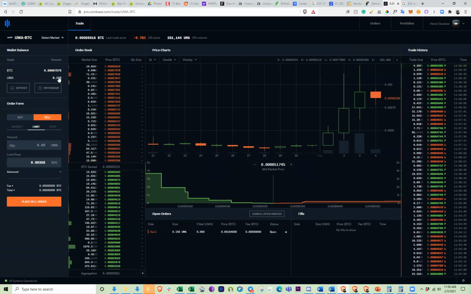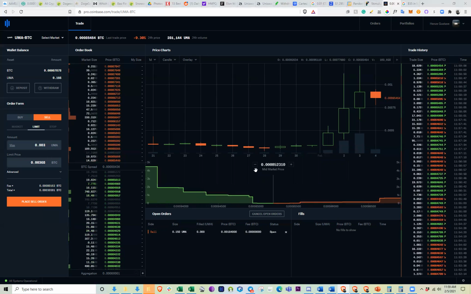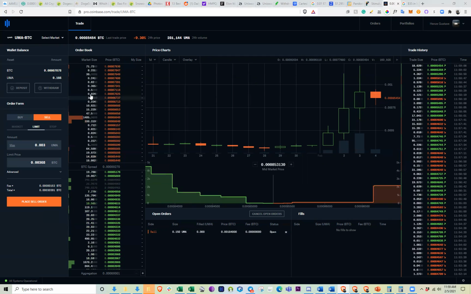And on here, I'm going to just sell half of this. So half of 16 is 8. So I'm going to do 0.083. Okay, so this 0.083 is half of my remaining stash. So I'm going to sell half of that at double the price. So I'm going to hit sell, and there we go.